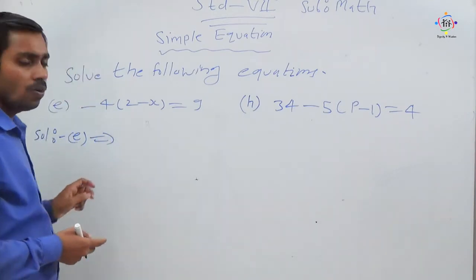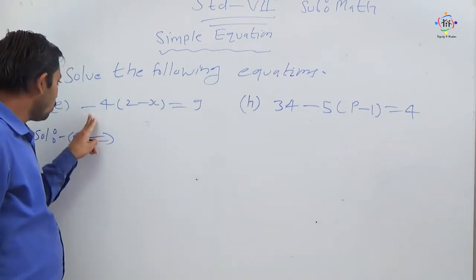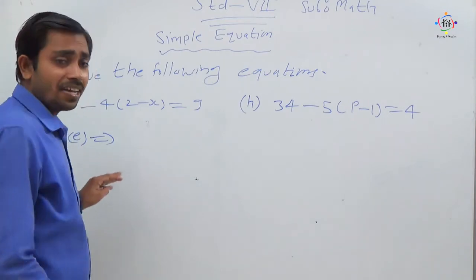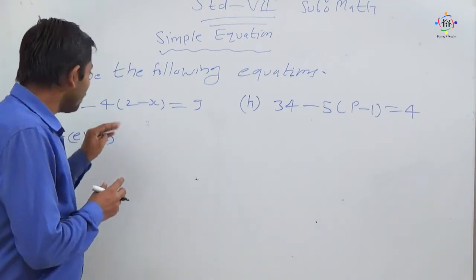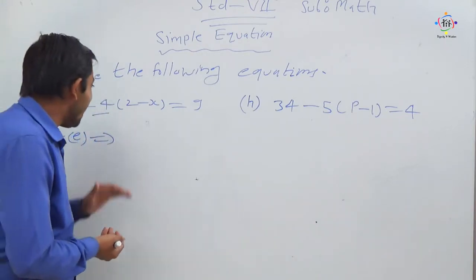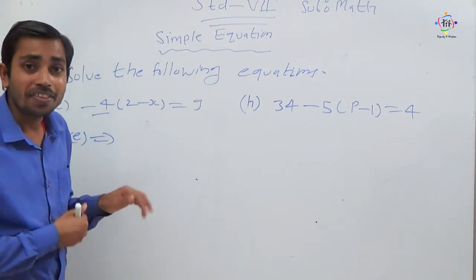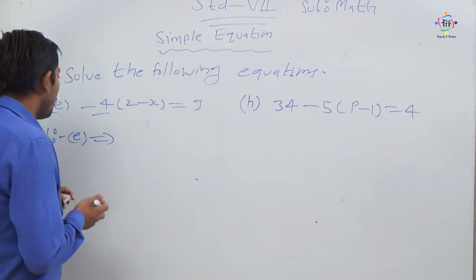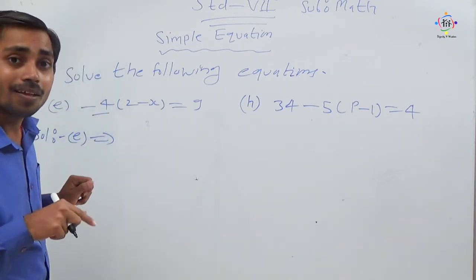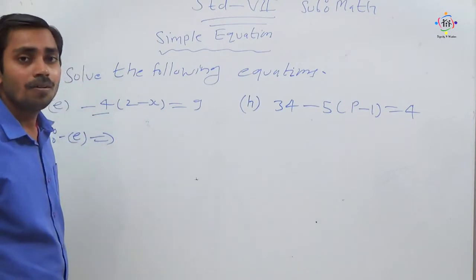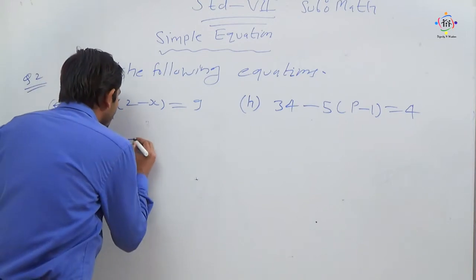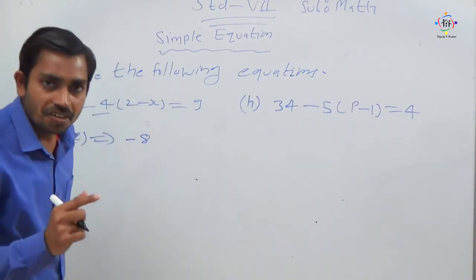So first, what to do? Open the bracket. Here -4 is outside, so let us take it inside the bracket. To open the bracket, we have to multiply this -4 with each individual term, with respect to sign also. Here nothing sign is given, which means there is a plus sign. Plus into minus is minus. 4 twos are 8, so it is minus 8. Is it clear?